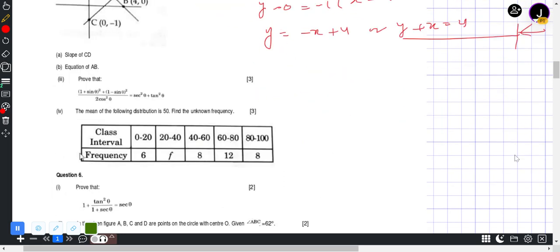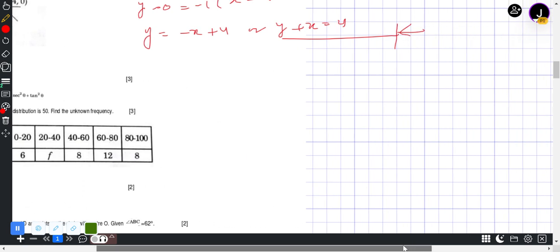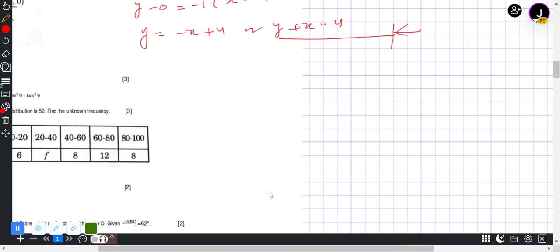Now next question. The mean of the following distribution is 50. Find the unknown frequency. Now this is very easy. You have class interval. So okay, we'll make a table. We'll make a table here. Okay.